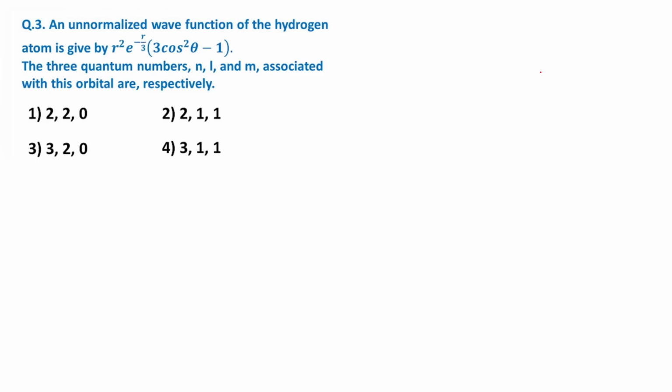Question number 3. An unnormalized wave function of hydrogen atom is given by r square. So this is one of the important problems. Before doing that, let me write down the actual wave function that you are familiar with. So the radial part of the wave function, if you remember, is actually not easy to remember, but it is minus N.